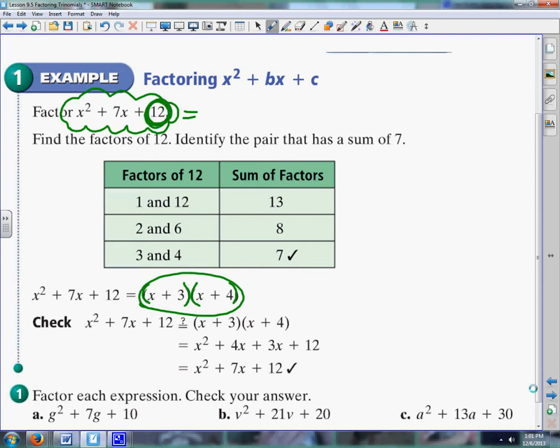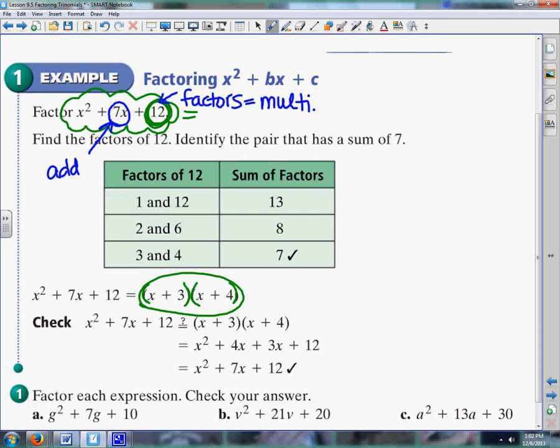You're looking at this last number. You're thinking of the factors of 12. And then you want to see which ones add up to 7. So these are factors. So that is multiply. What two numbers multiply to get 12? And what two numbers add to get 7?